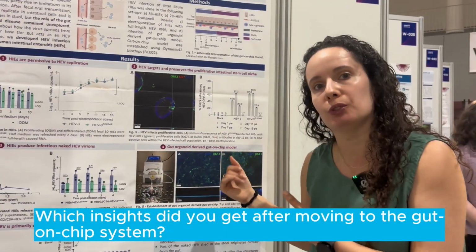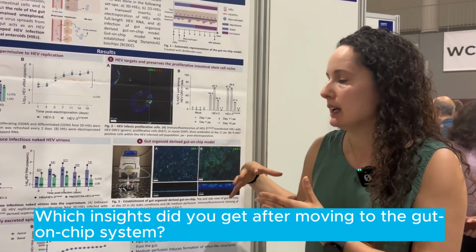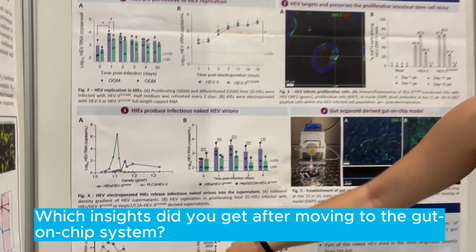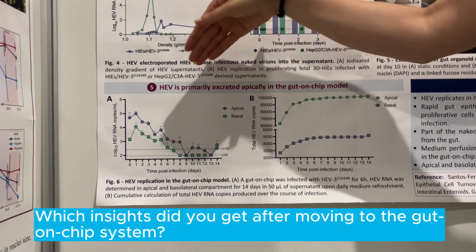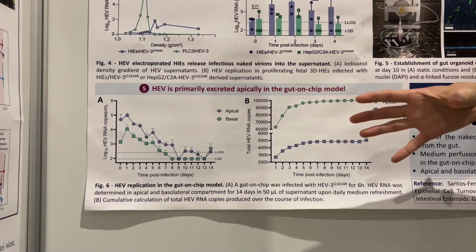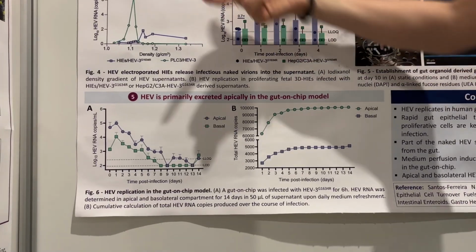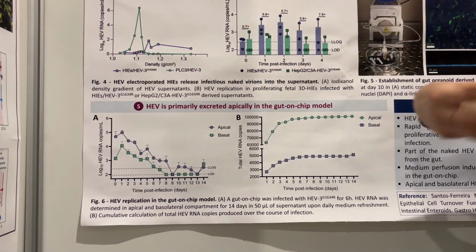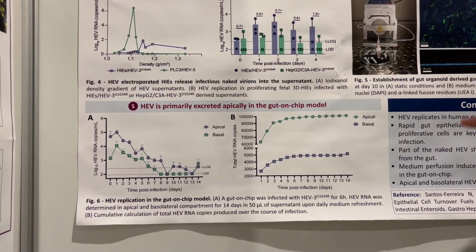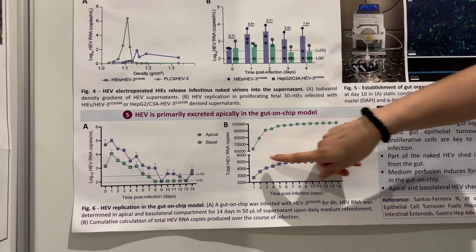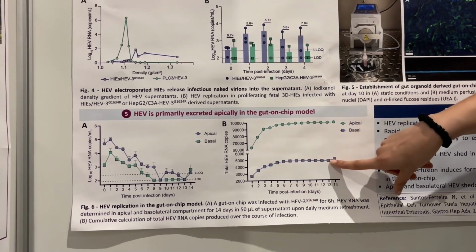When we moved to the gut-on-chip system, we saw that the virus is secreted more apically than basolaterally. And here we see a decrease in the virus over time because we exchange the media completely every day, but we still see that every day the virus keeps being secreted into the supernatant. When we convert this into the cumulative, which means the total amount of virus that is secreted, we see an increase in the viral load over time.